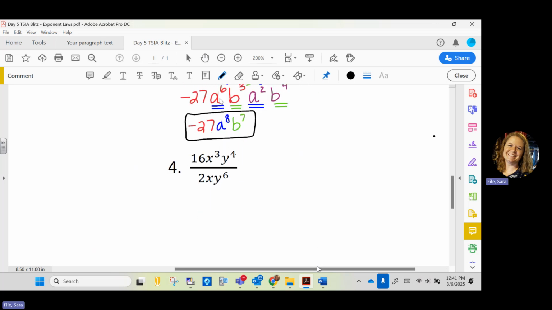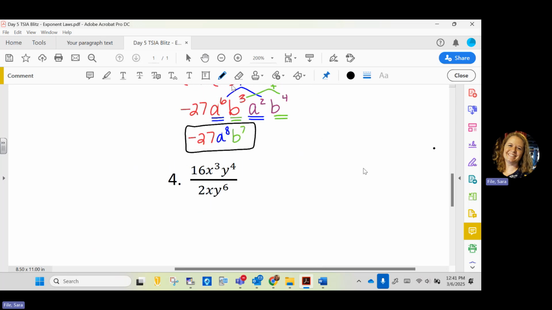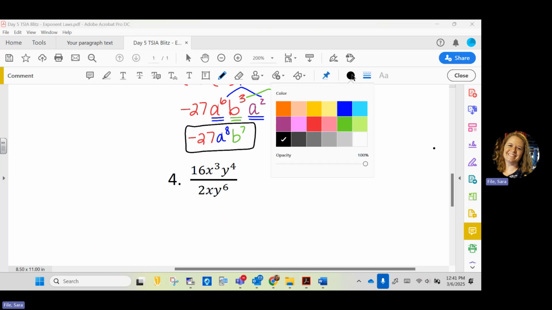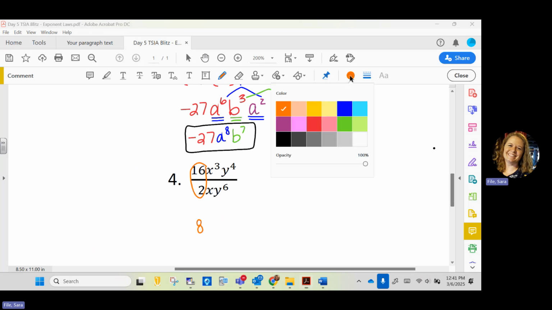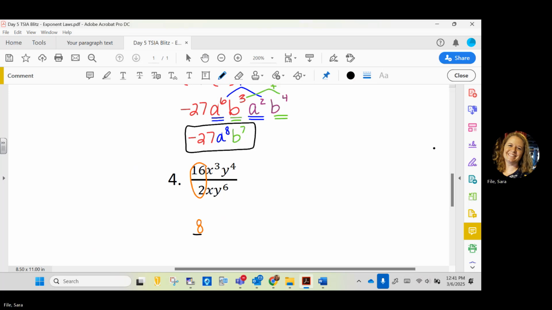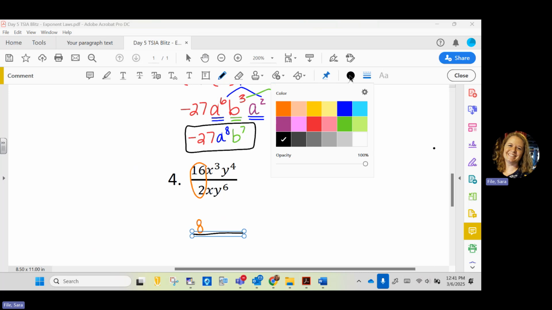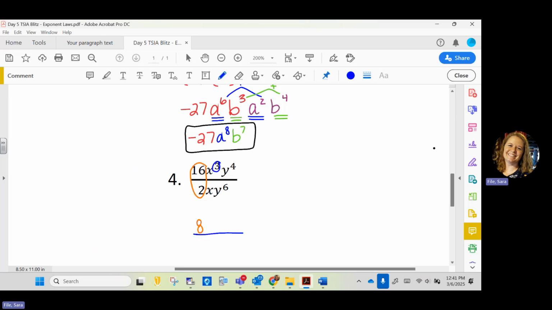Okay, I'm going to go ahead and do number 4 so I can leave that little part up on screen if you're still writing. So this one, we're going to use the quotient property. We're dividing, but we're still going to group the same. So the numbers, 16 divided by 2, that's 8. Okay, now I'm going to draw a fraction bar because when I subtract these powers, okay, 3, and this is an understood 1. So 3 minus 1 is 2.